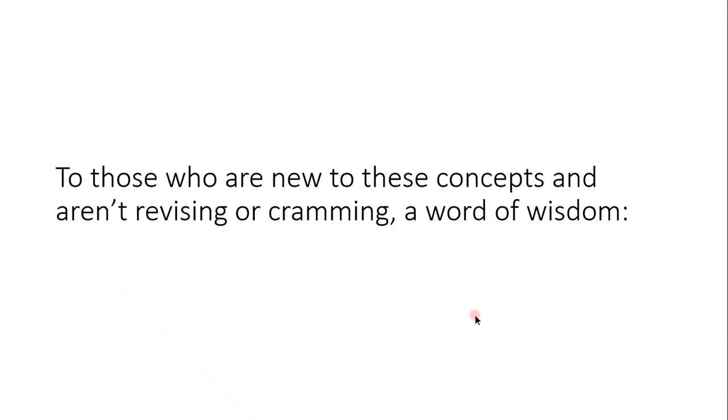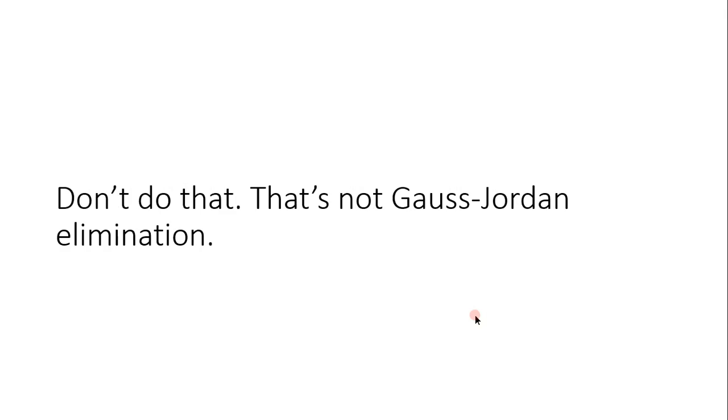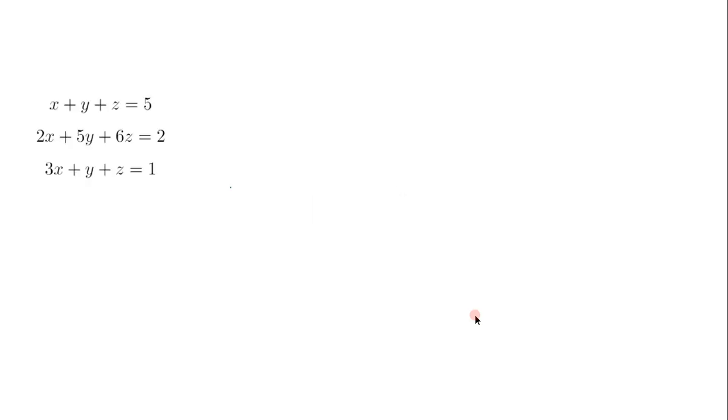A word of wisdom for those who are just being introduced to this topic: it does get a little bit hectic, and sometimes you can't be bothered to carry the method all the way through to reduced row echelon form, and you might feel like it's easier to revert back to back substitution. Don't do that. That's not Gauss-Jordan elimination. It gets easier. Just follow through with it. Onwards.